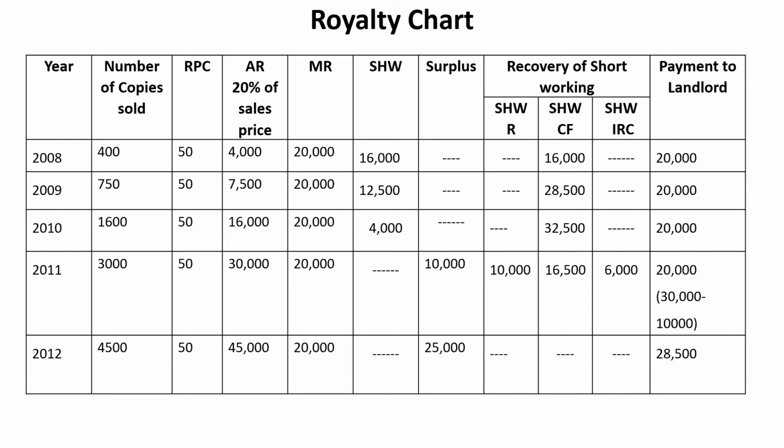We have a surplus of rupees 25,000. So finally the payment made is 28,500, because we have short working of rupees 16,500 from the previous year. So we have to make a payment of rupees 28,500. This is the royalty chart.